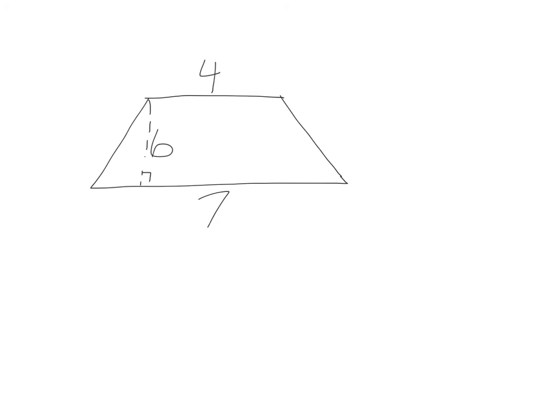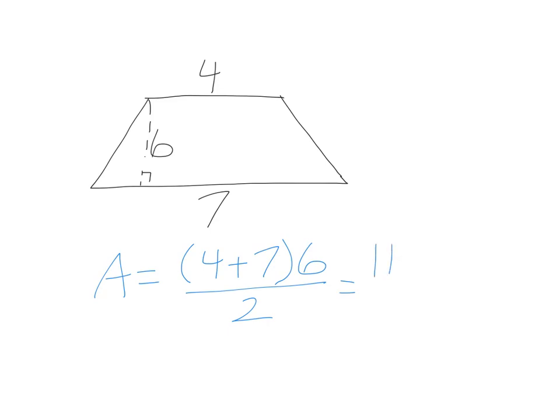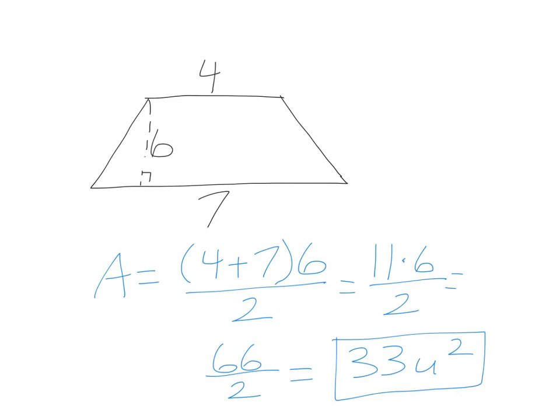All right, if you did it right, you said that the area was base sub 1, 4, plus base sub 2, 7, times the height, divided by 2. 4 plus 7, I'll do that first. That gives me 11 times 6 divided by 2, which is just 66 divided by 2, or 33 units squared. And there's my answer. That ends our first video.